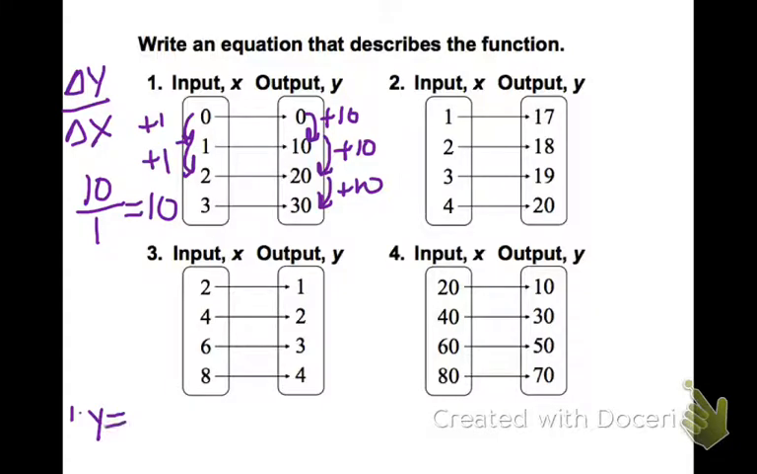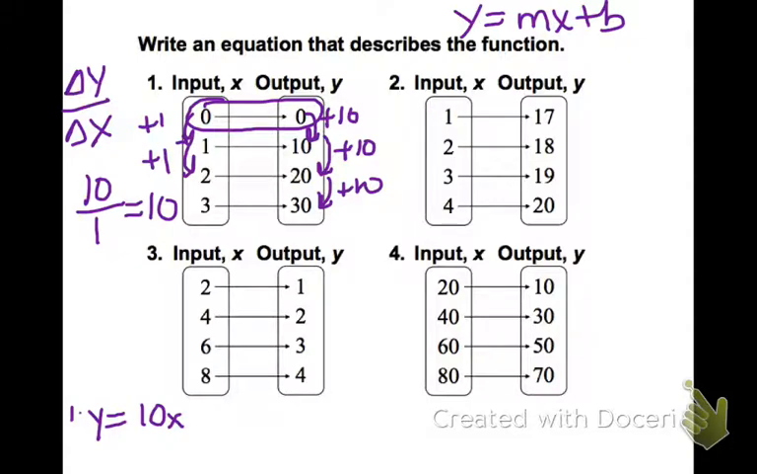y would be equal to 10x, and then we try it to see if we need to add or subtract or do something different, or, well, in this case, looking at the y-intercept, because remember, y is equal to mx plus b. When x is 0, the y value is the y-intercept, which is b, and if it's 0, 10x plus 0 can be written as y is equal to 10x.